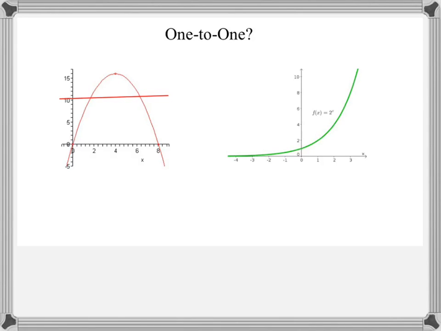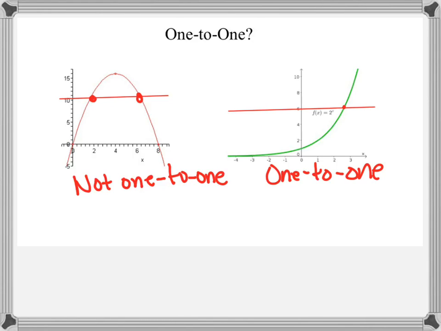Here we have some graphs. So we can draw a horizontal line through these graphs. For example, this first one, this upside down parabola. So we see that this horizontal line intersects the graph of the parabola in 2 points. So the parabola is not a one-to-one function. This exponential function, though, if we draw a horizontal line, no matter where we draw a horizontal line, it will never intersect the graph in more than one point. So this exponential function is one-to-one.